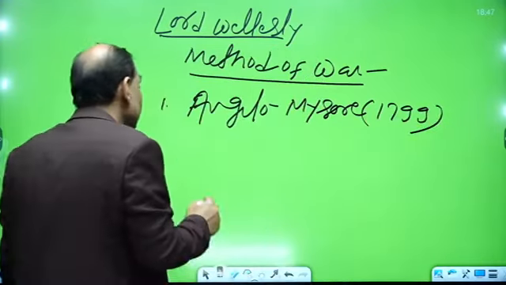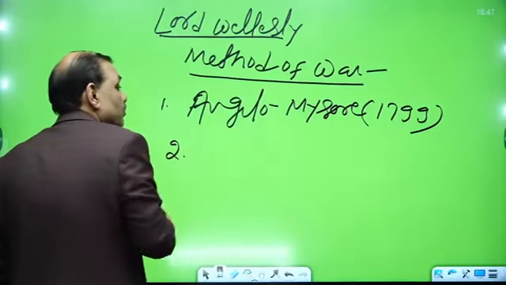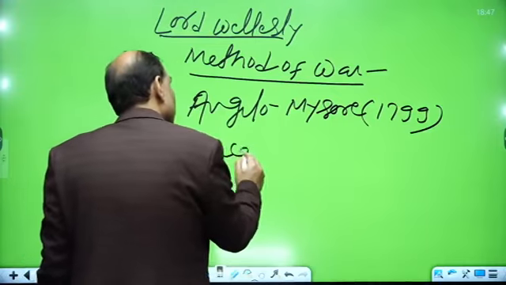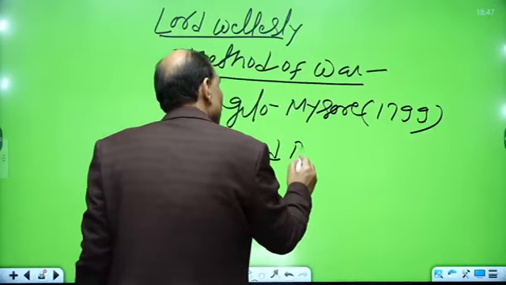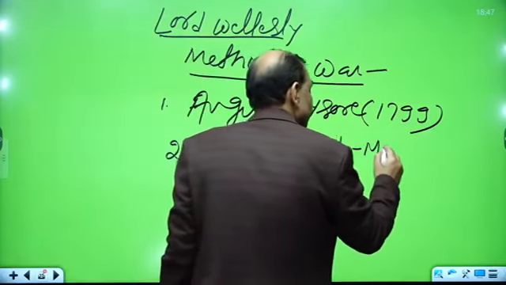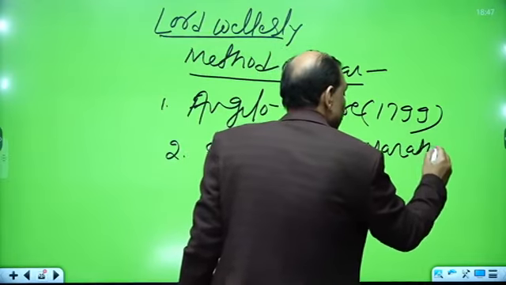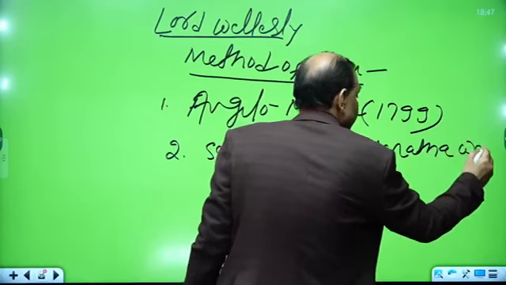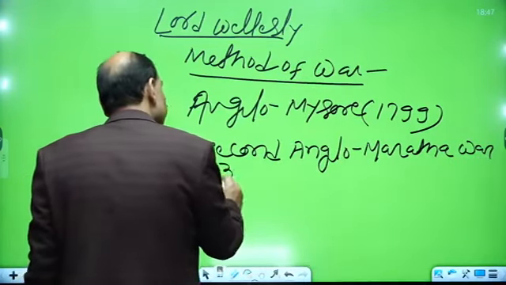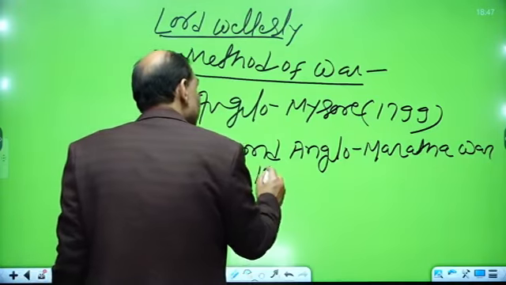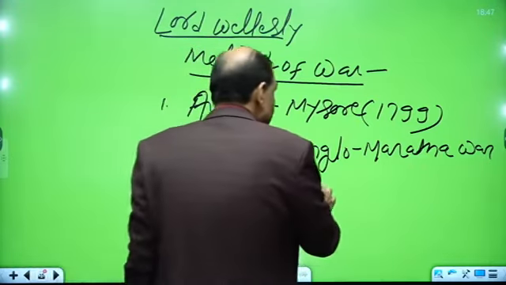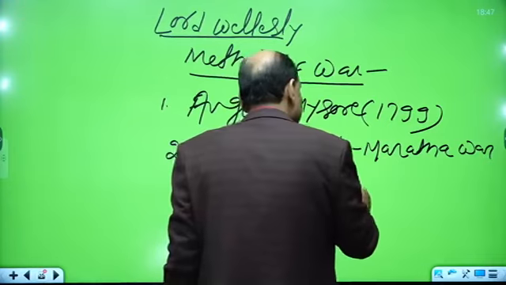Then I have to discuss the second one, point number 2, that is the Second Anglo-Maratha War. This took place in 1803 to 1805, and here you will find several treaties. It started with the Treaty of Bassein.